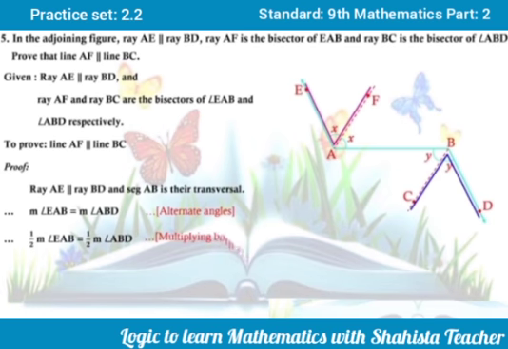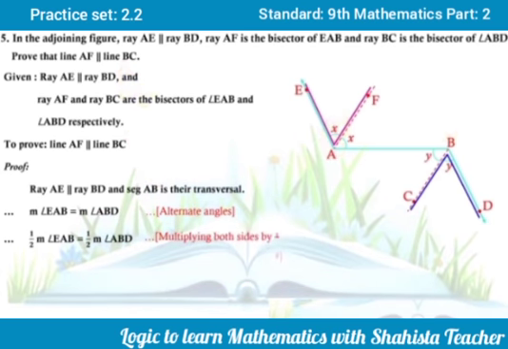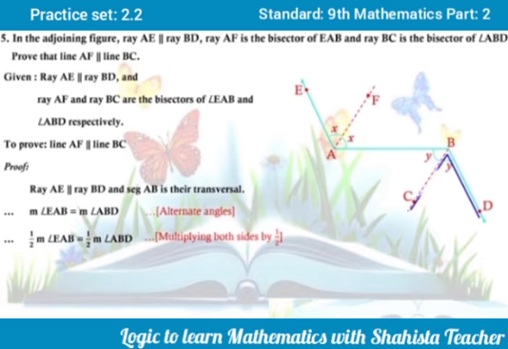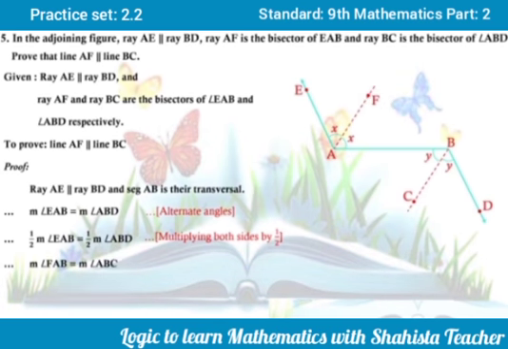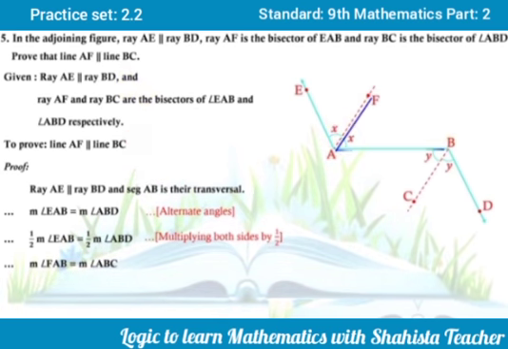So multiplying both sides by 1/2. Multiplying both the sides by 1/2 means half. So now multiply both the sides by half. What will we get here? One half measure of angle EAB is equal to one half measure of angle ABD. So after this we get here angle FAB is equal to angle ABC. See this blue color acute angle FAB and here ABC.